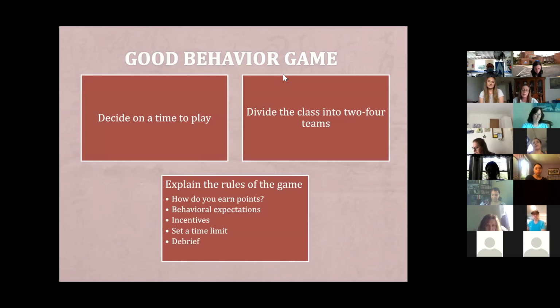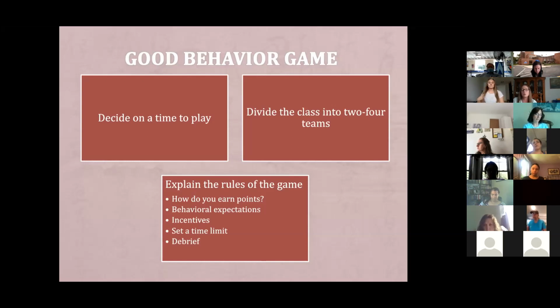Okay, so how do you play this game? So the first thing you're going to do is decide on the time to play. This could be during certain class periods, certain times of the day where the kids have a harder time settling down. Maybe it's coming in the morning. Maybe it's during math class. Maybe it's right after recess, whatever that subject is. So you're going to decide on that time of the day. Then you're going to divide the class into 2 to 4 teams.